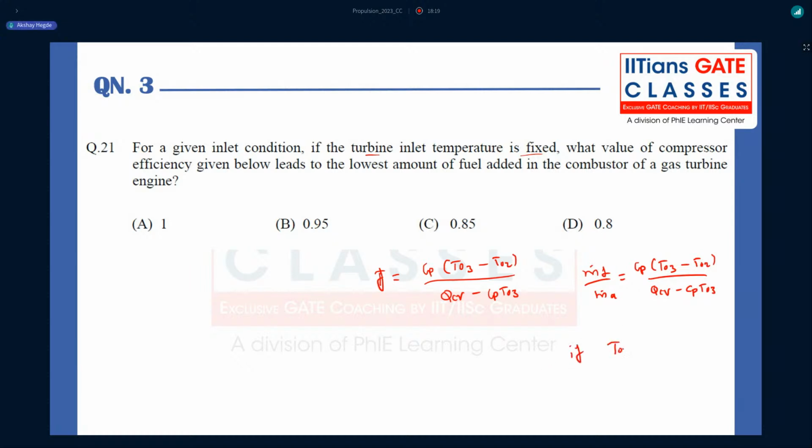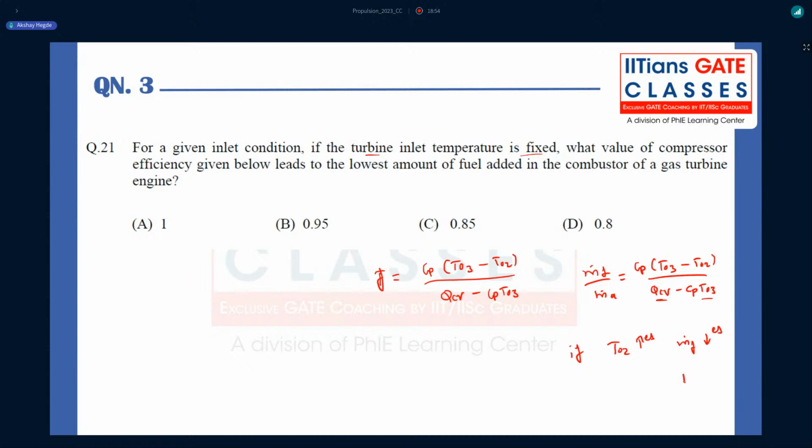If T02 increases, m dot f decreases, right? For a given mass flow rate of air. That is the assumption we are going to take to analyze this particular equation. If I increase the T02, that means I can use less fuel to get the same T03 value, right? That is clear from this equation, because this is constant, and this is obviously constant if I am using the same fuel. So if T02 increases, m dot f decreases. That part is clear, right?